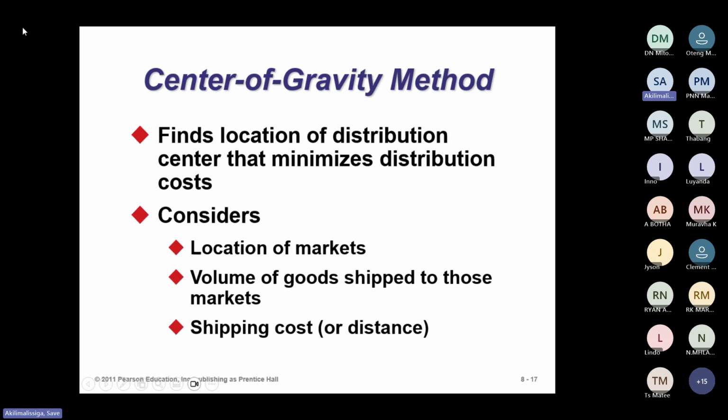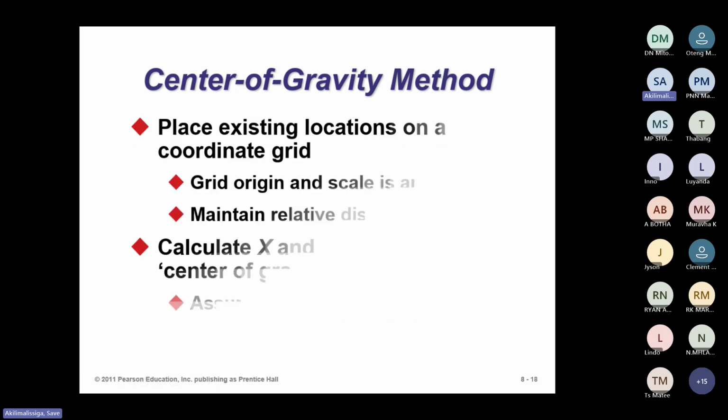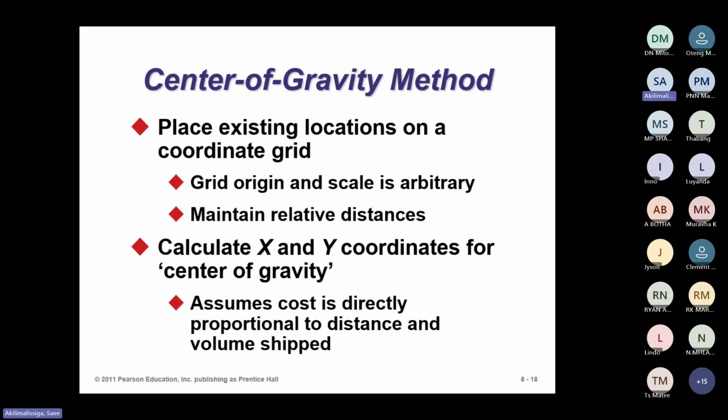So what is going to happen here? The center of gravity is quite straightforward. It says to place existing locations on a coordinate grid. So you need to have a grid. It's still like a plot, but it's a bit different. The grid origin and scale are arbitrarily chosen. So you don't need to start from zero, right?